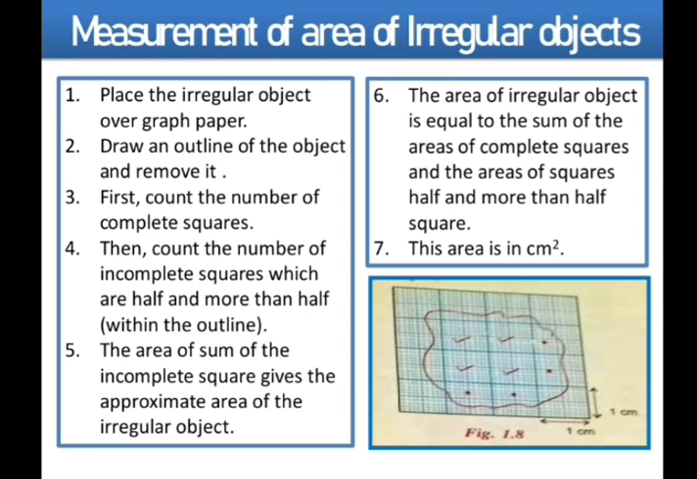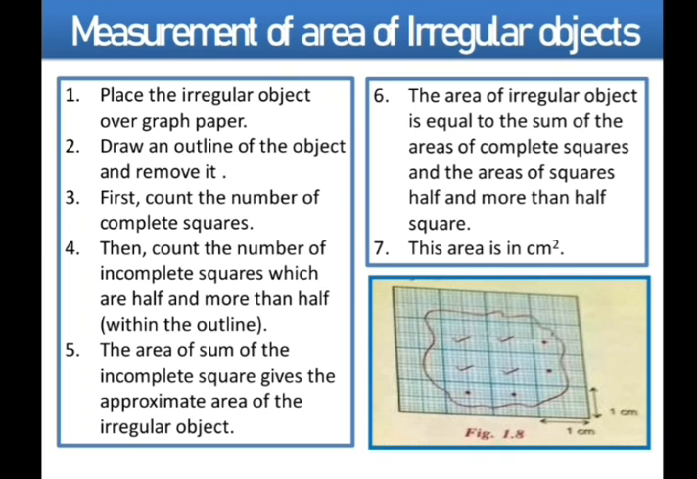Okay. Now how are we going to calculate the area of an irregular object using this graph paper? See, place an irregular object on this graph paper and draw its outline. Now remove this object. Then first you need to calculate the number of complete squares. So here there are 4 complete squares, which are marked with a tick mark. And secondly, you have to calculate the number of half squares or more than half squares within the outline. Meaning such squares which are half inside the outline or more than half, okay, we will count them. So here there are 4 such incomplete squares marked with a dot.